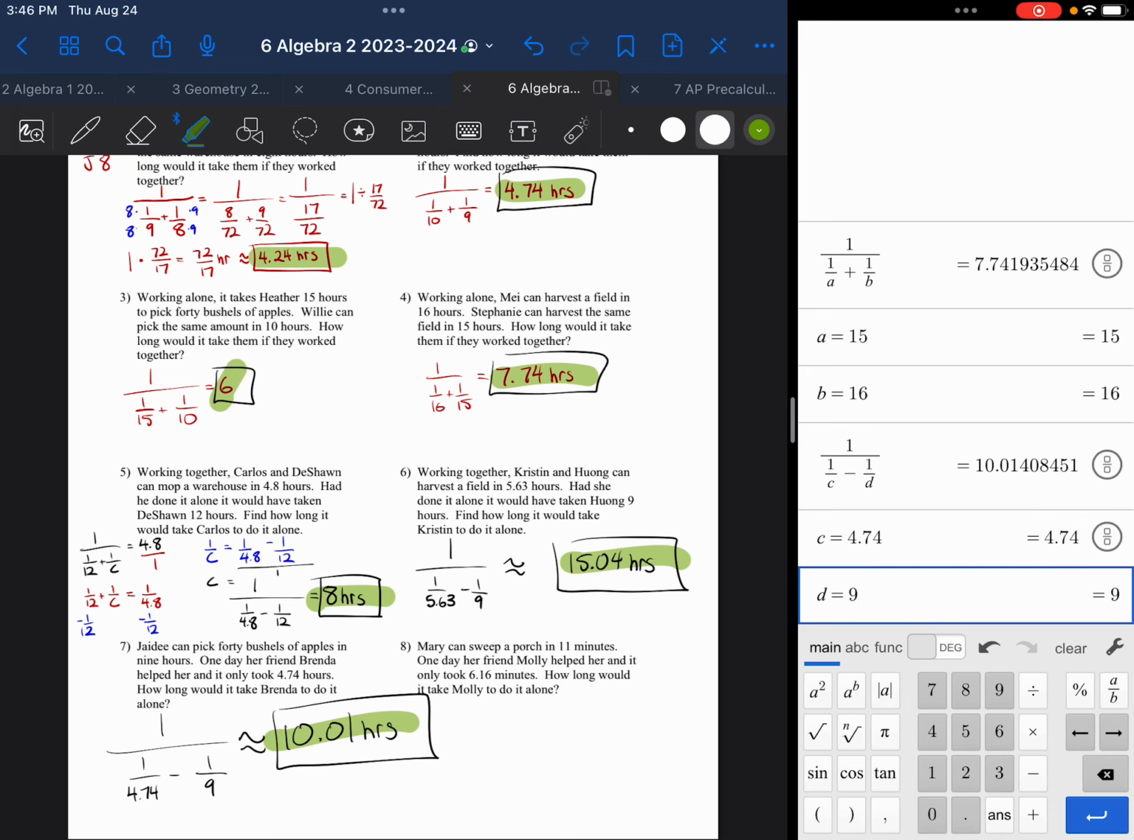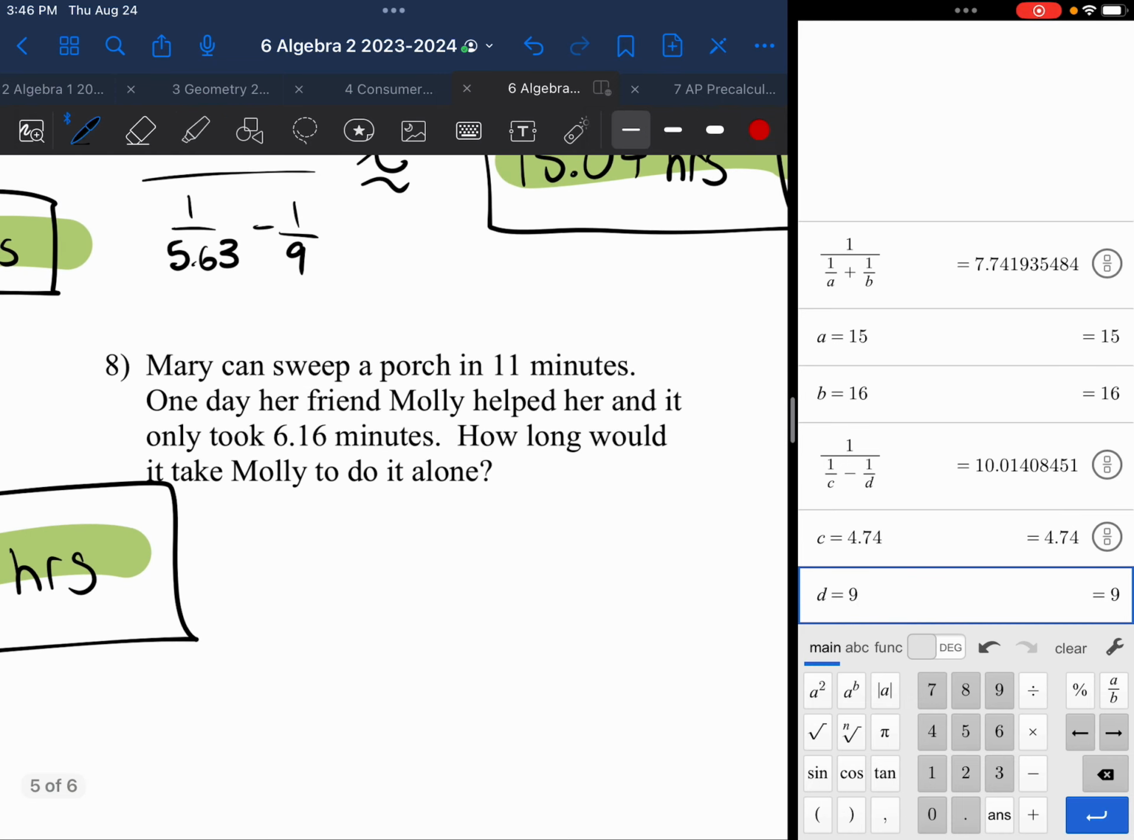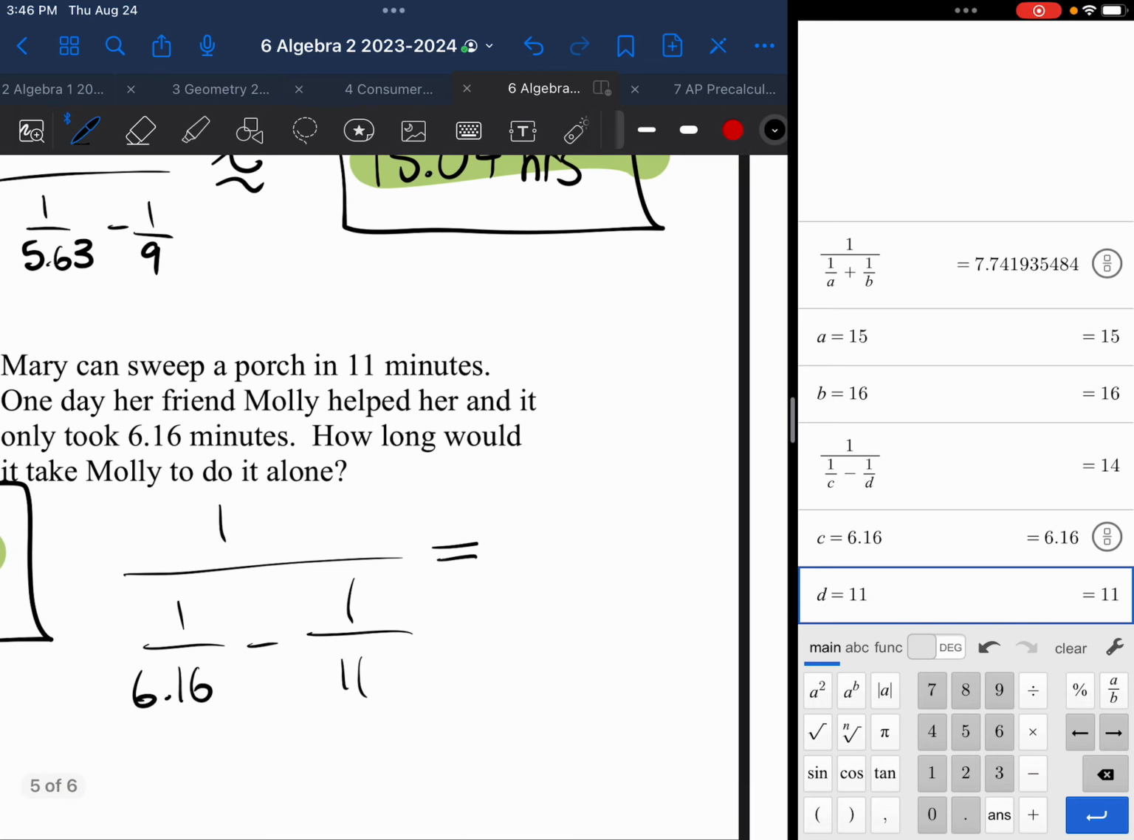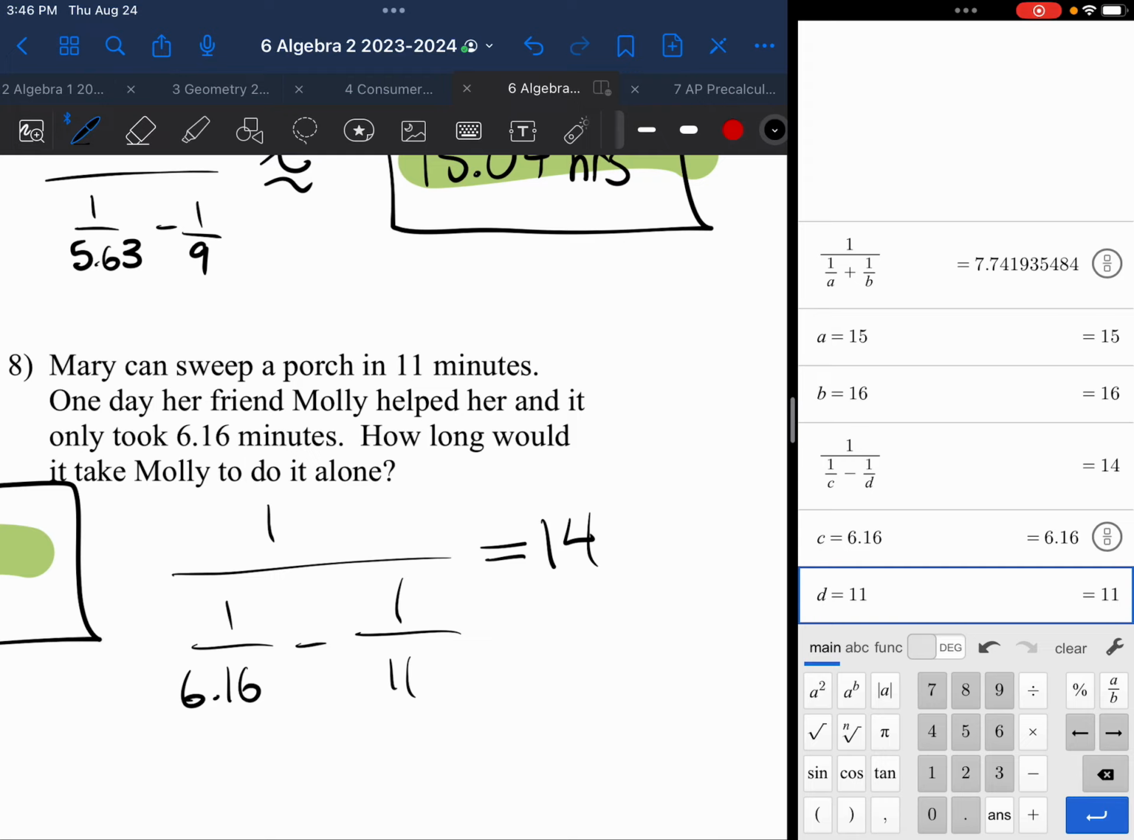And then finally, number 8 is going to be kind of the same thing. We're going to set up our equation. It's going to be 1 over the together rate, which is 6.16 minutes, minus 1 over the individual rate, which is 1 over 11. And I'm going to come over here and enter it in my calculator. The together rate is always first, 6.16. And the individual rate will always be second, and will always be D in this case, which is 11. And I get, exactly, I can do an equal sign instead of an approximately equal sign. This is exactly equal to 14 hours.